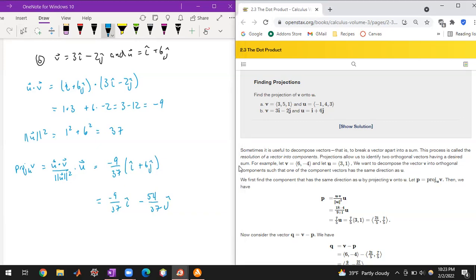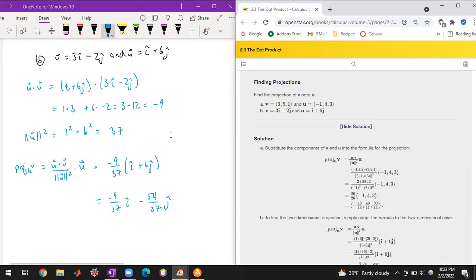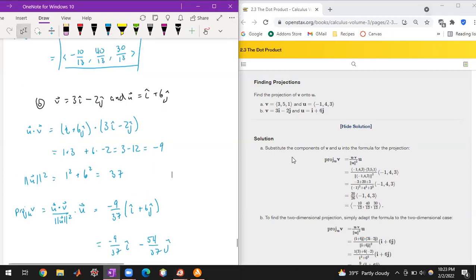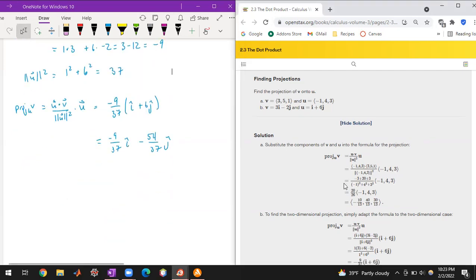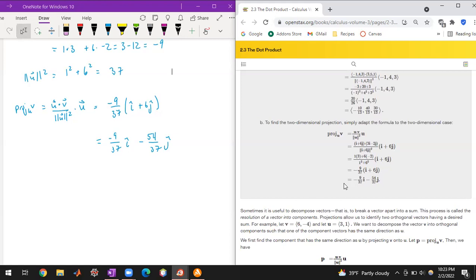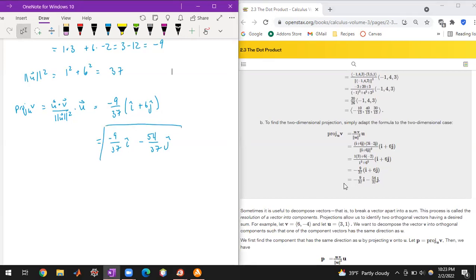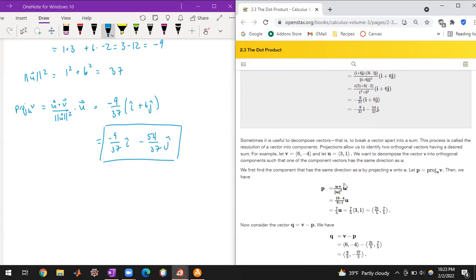Go ahead and check our answers. All right. So for part A, it's just a direct substitution, just like we said. They sort of put it all together. That's fine too, whatever method you're more comfortable with. And negative 10 over 13, 40 over 13, and 30 over 13. Fantastic. And then for part B, negative 9 over 37 i minus 54 over 37 j. Fantastic. All right.